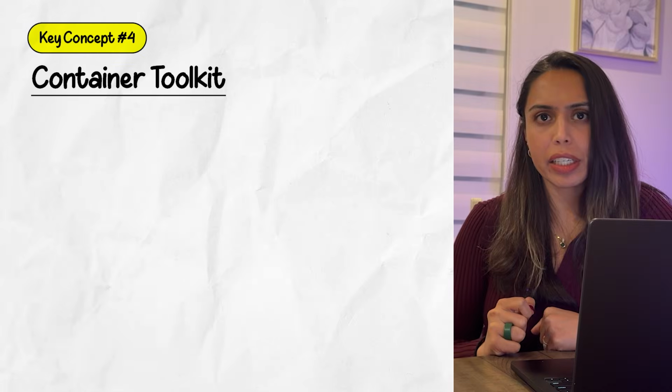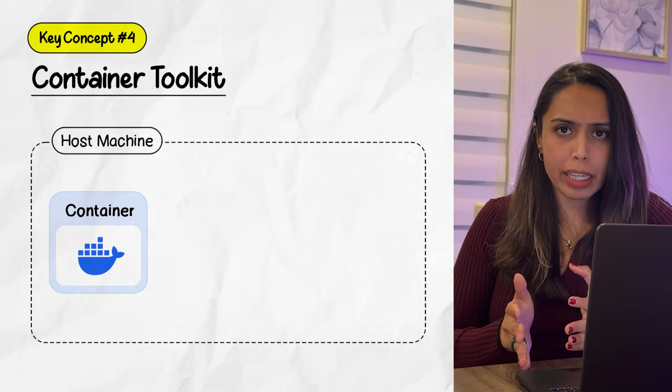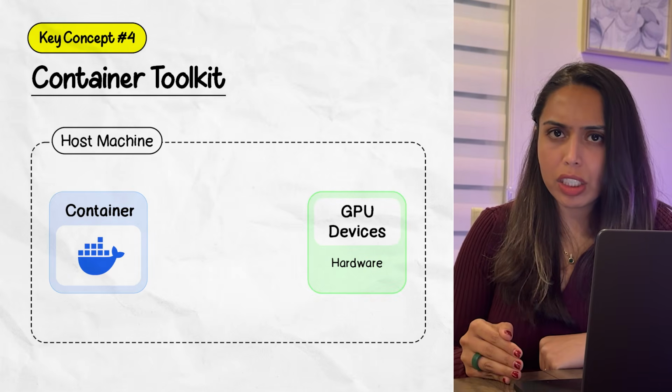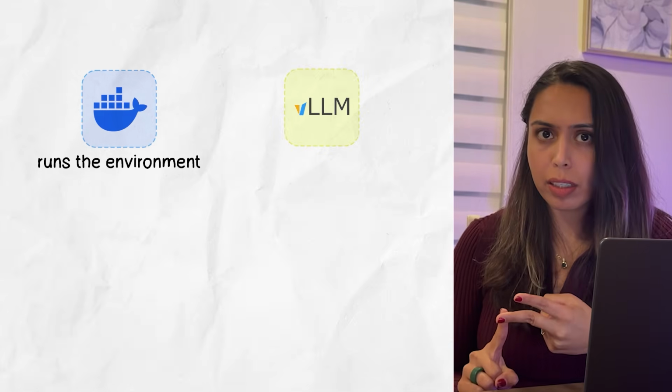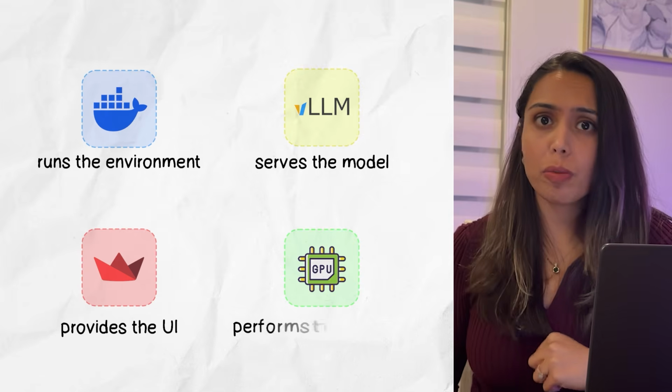The container toolkit. Now this is the most important component. This is how the Docker containers will access the GPU devices. Now without it, the host machine can see the GPUs, but your containers won't. So the mental model here is Docker runs the whole environment. VLLM serves the model. Streamlit provides the UI, and the GPU performs the inference.